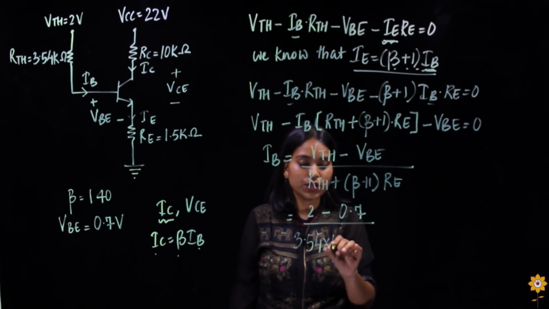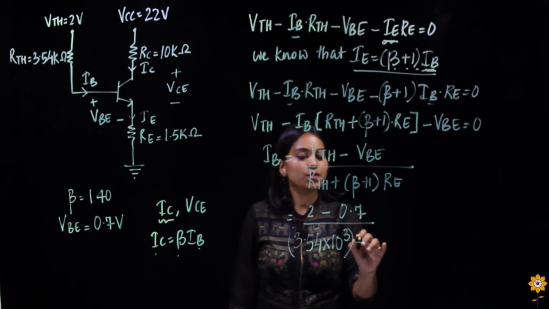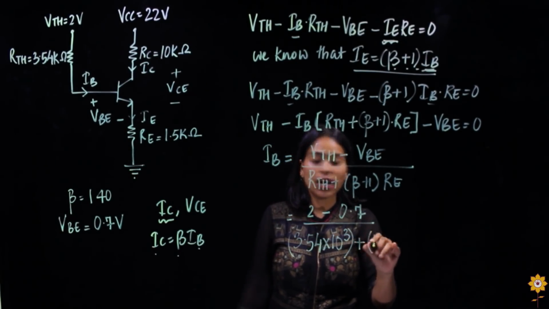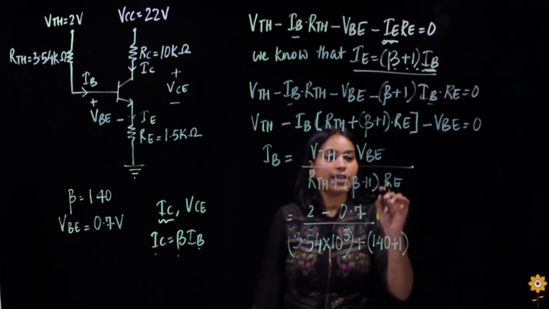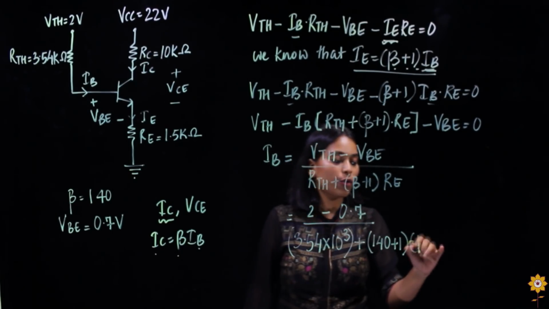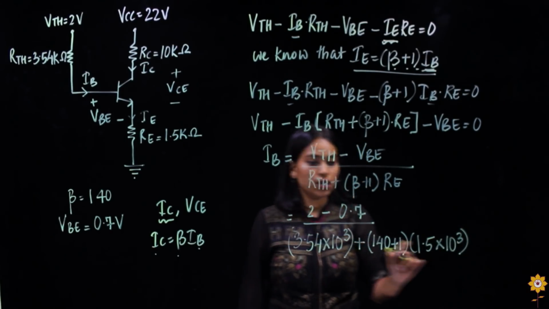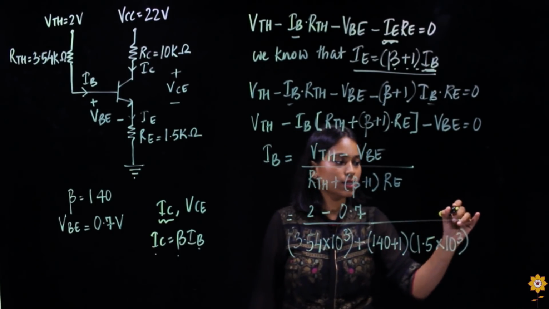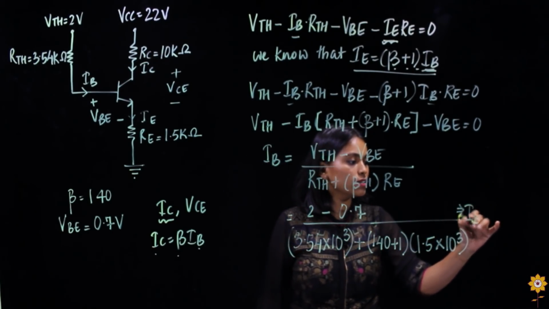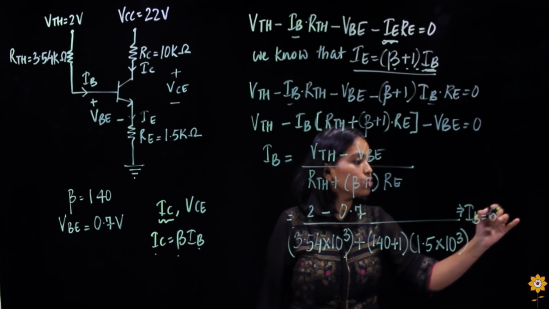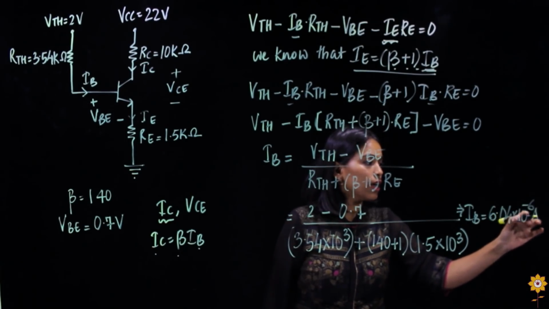So 3.54 into 10 raised to 3 since it is kilo ohm, and then plus beta. So beta is 140, which is given in the question. So 140 plus 1 into RE. RE is 1.5 kilo ohms, so 1.5 into 10 raised to 3. So you will have to calculate this and once you solve it, you will get IB is equal to 6.04 into 10 raised to minus 6 amps.